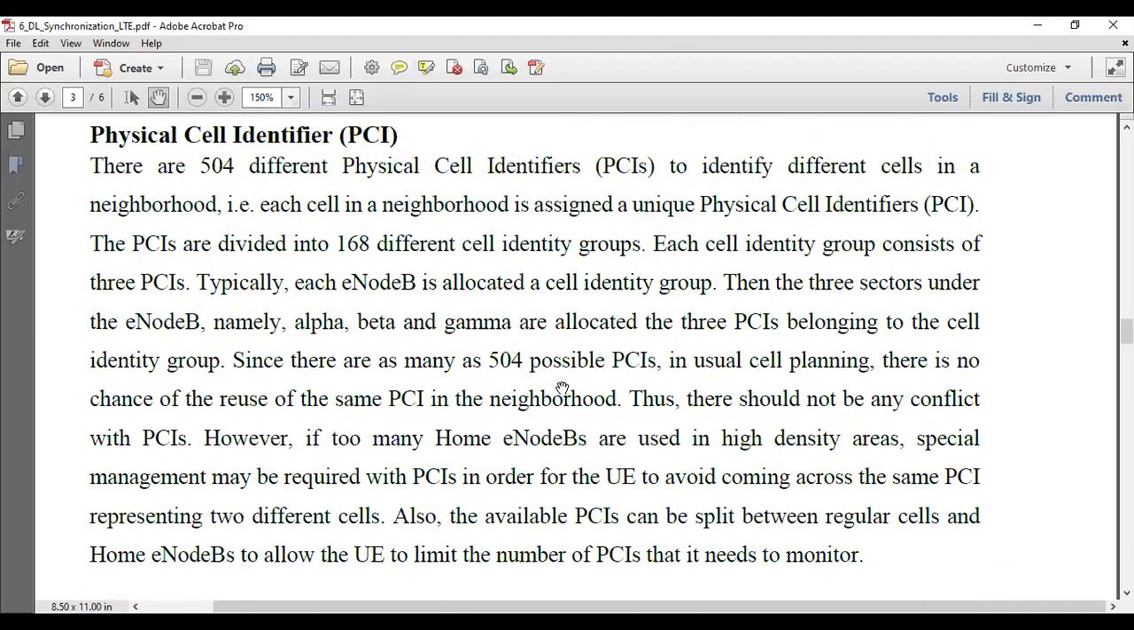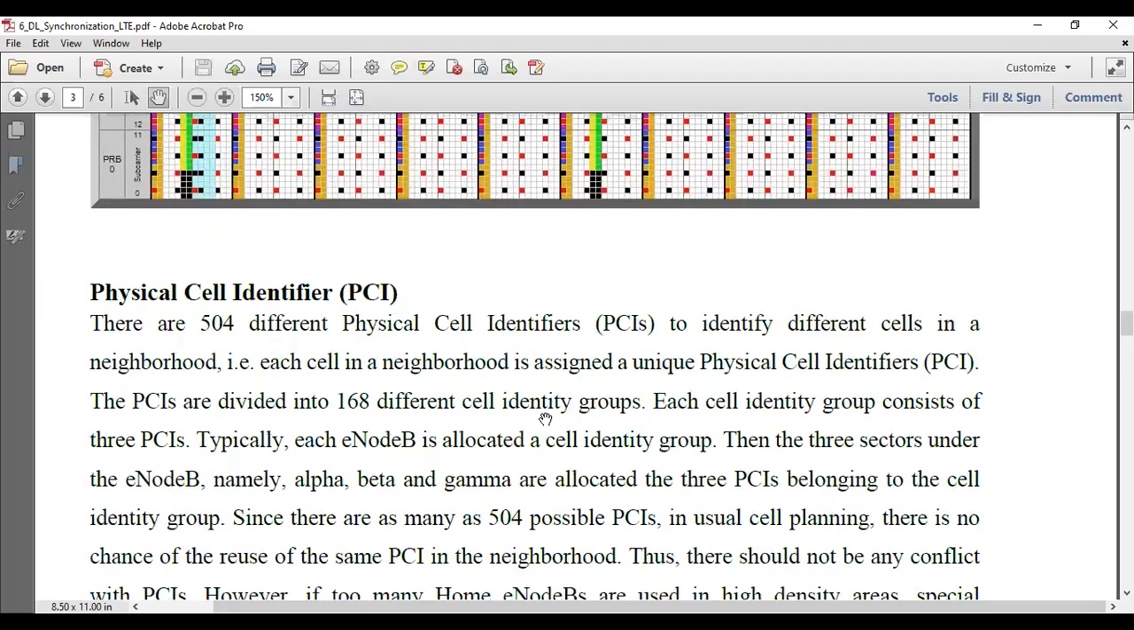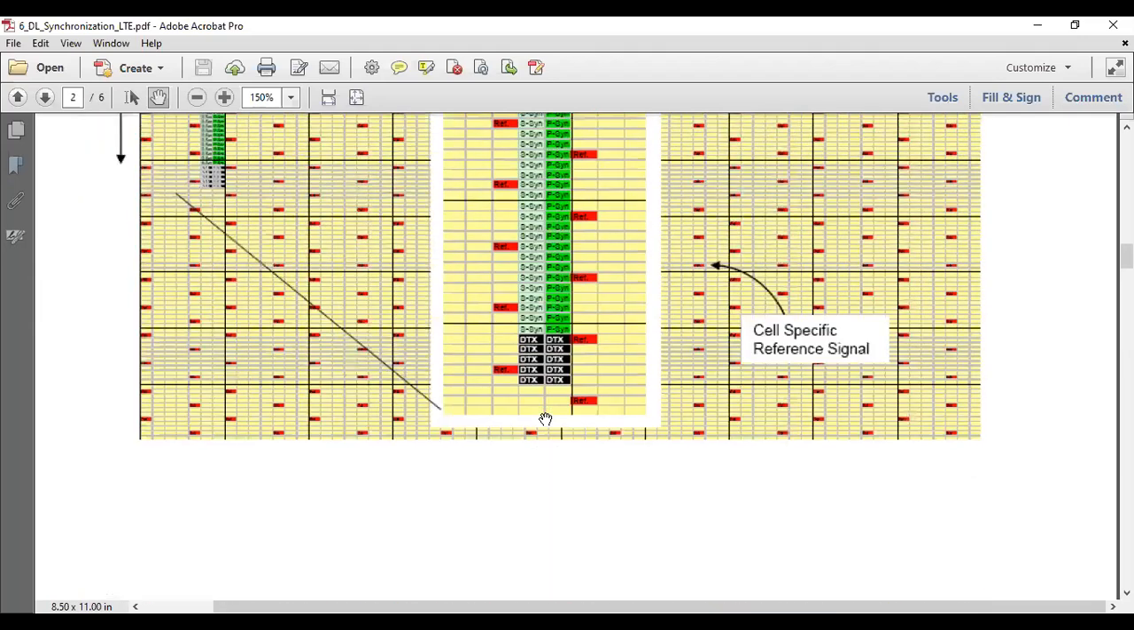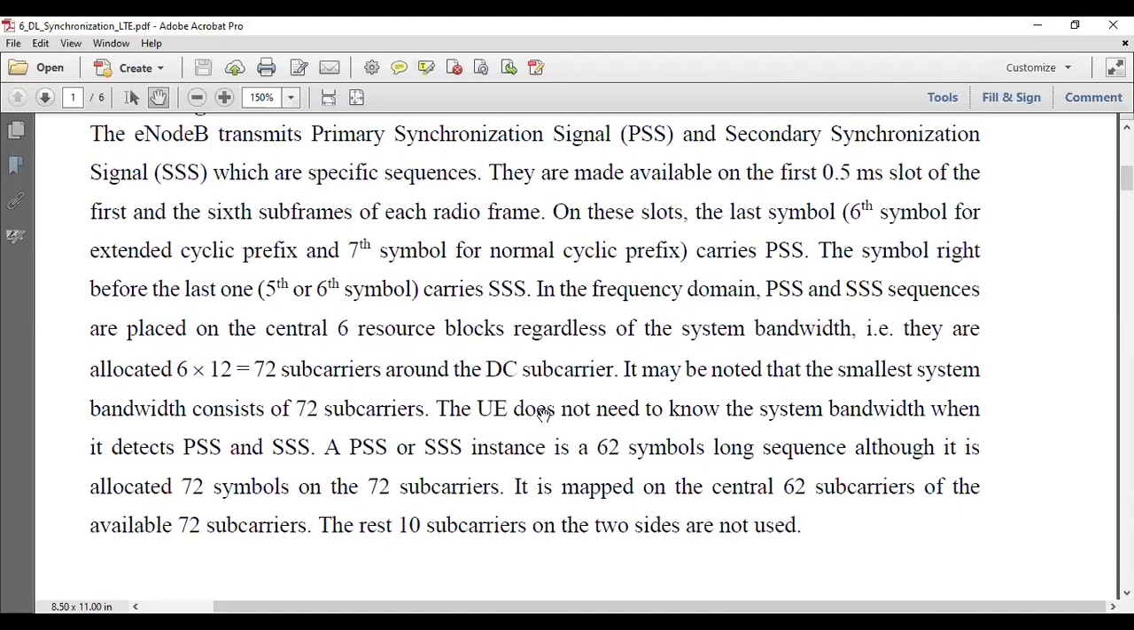Then we go back to our discussion on PSS and SSS.